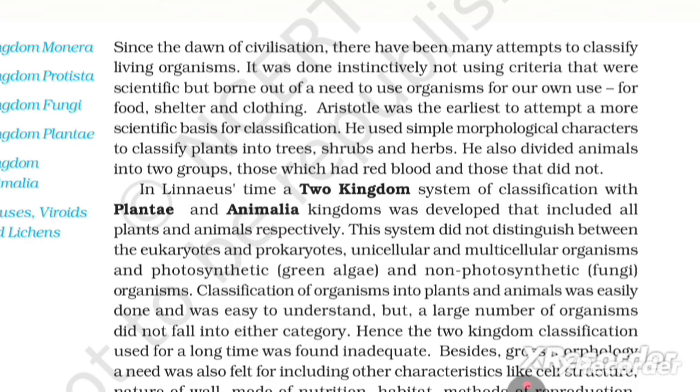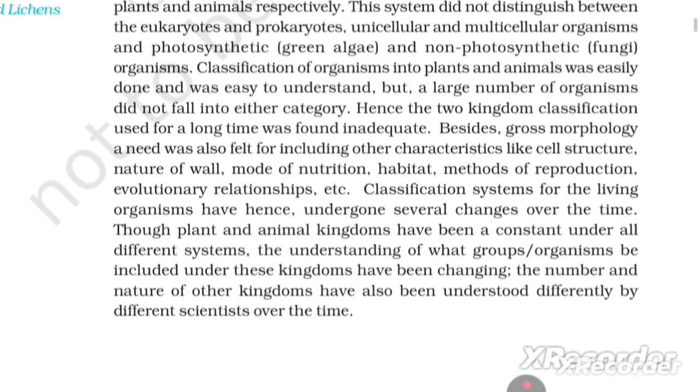Classification of organisms into plants and animals was easily done and was easy to understand, but a large number of organisms did not fall into either category. Hence, the two-kingdom classification used for a long time was found inadequate. Besides gross morphology, a need was also felt for including other characteristics like cell structure, nature of cell wall, mode of nutrition, habitat, method of reproduction, evolutionary relationship, etc.